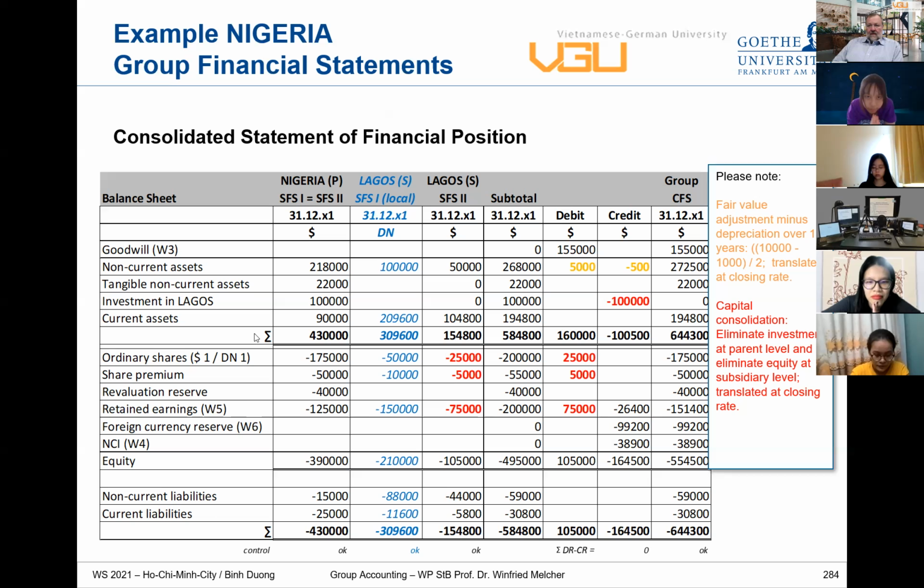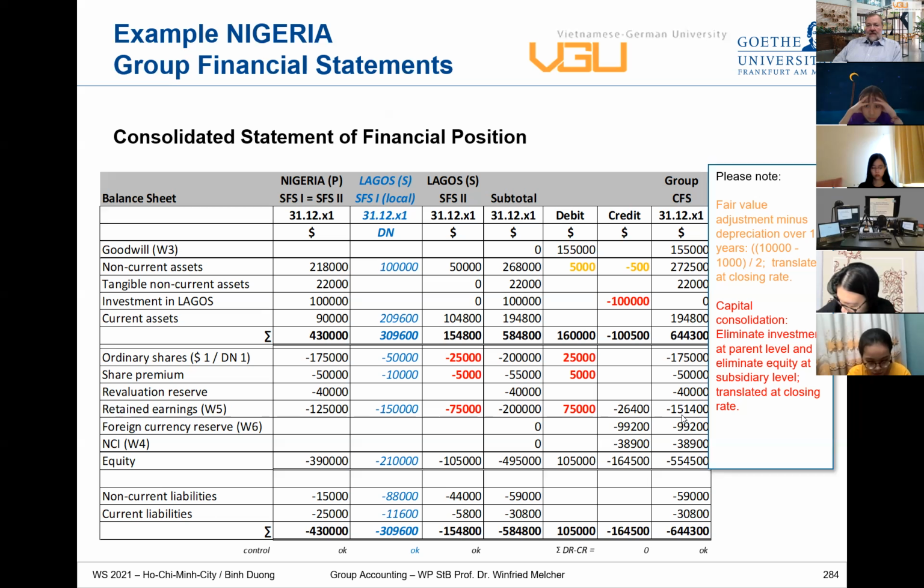Okay, so non-current assets are just added and translated at the closing rate. Ordinary shares, where we just eliminate the equity translated at the closing rates. So we would deduct 25,000, 75,000. And in the end, well, you should only have the ordinary shares of the parent, which is true here.